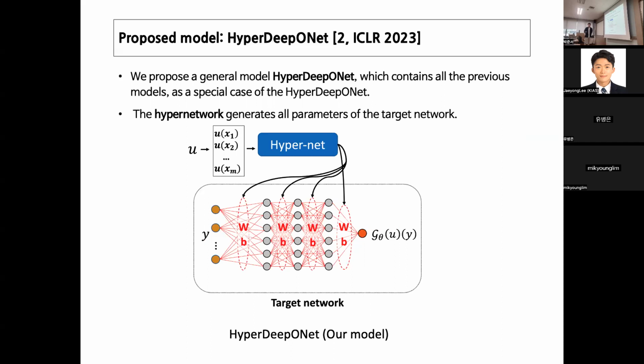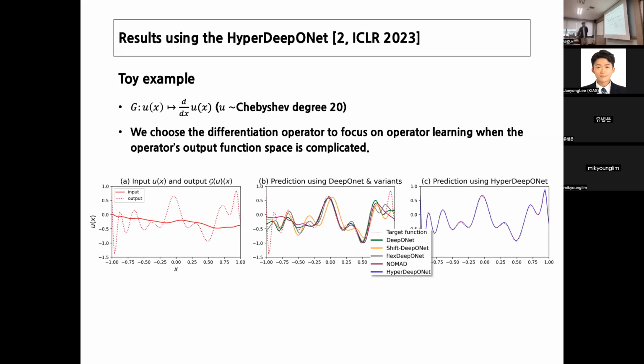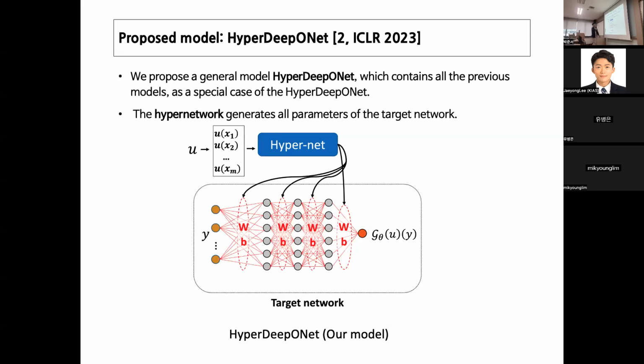Oh, I didn't know about that method, but I will point you to that paper. Yes. And there are many various models. They are called shift DeepONet, flex DeepONet, or NOMAD. They use another network to give this information in the input layer, and they also have a large number of parameters to approximate the target function. But maybe it is one of the other ways to give this information to the network.